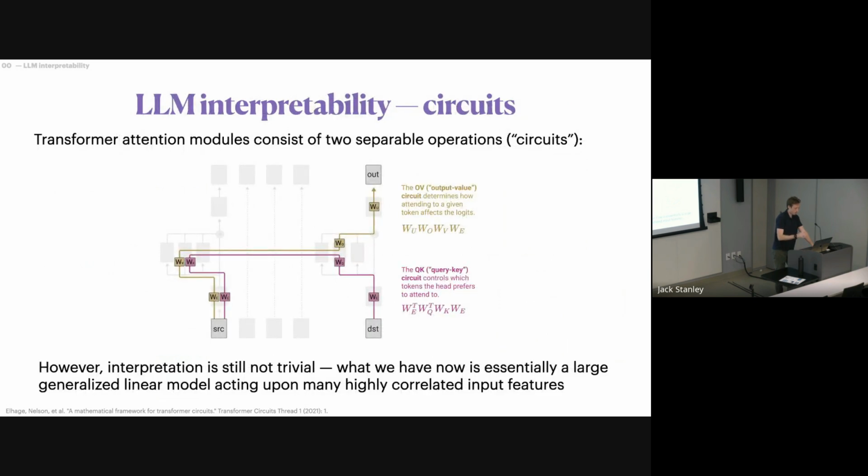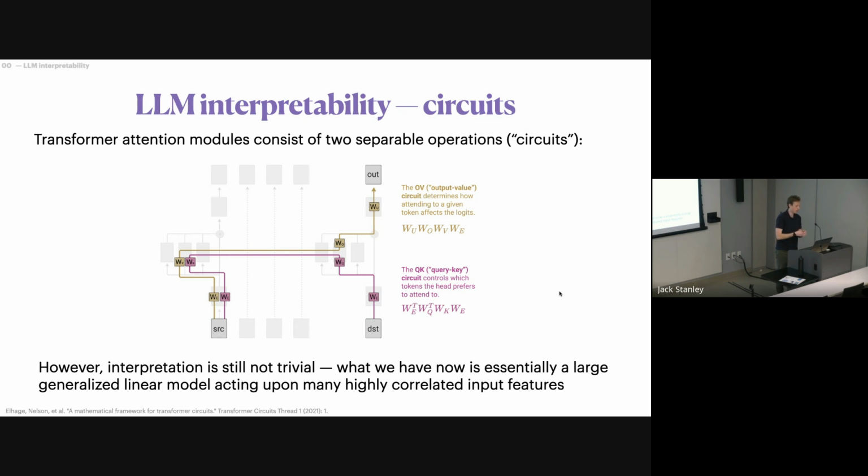Now, another way to think about this attention module is decomposing it into two separable linear operations or circuits. The first circuit here is the query key circuit, which essentially just controls which information a specific source token would attend to. And then the output value circuit determines how you would transform that information that you're reading and how to incorporate it back into the residual stream again.